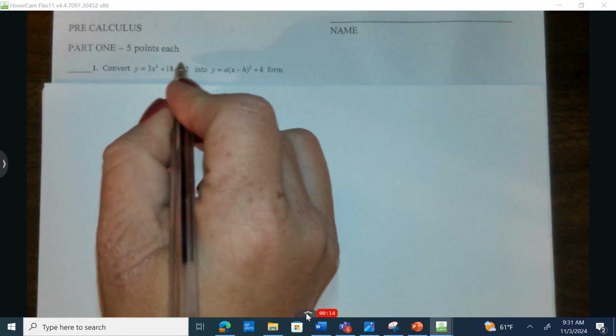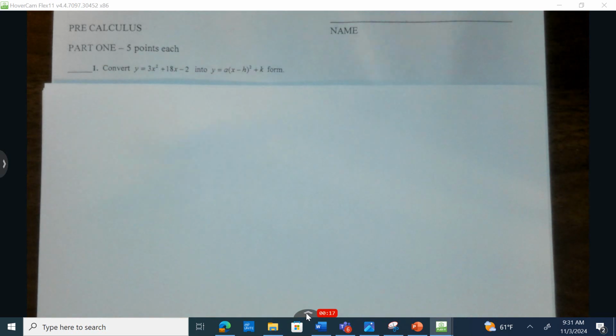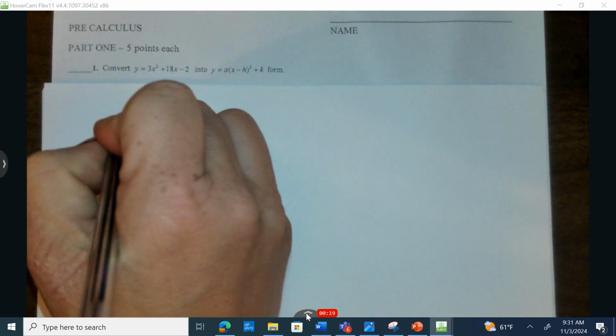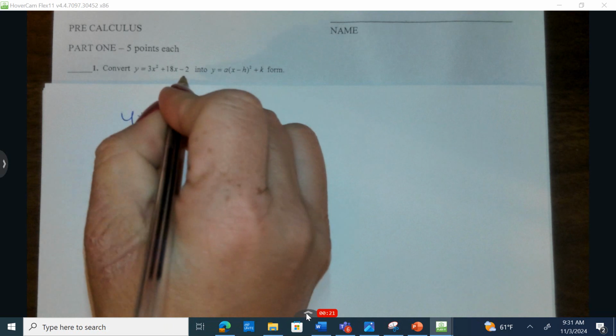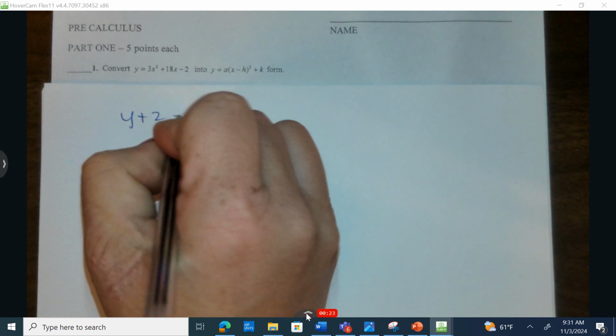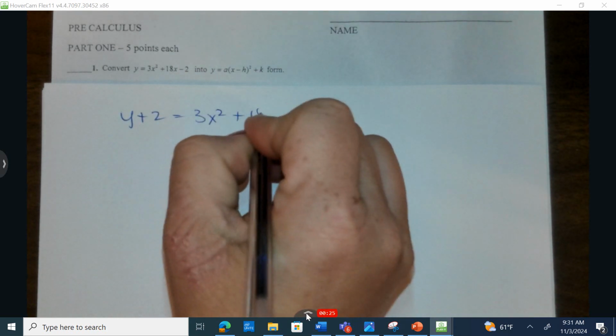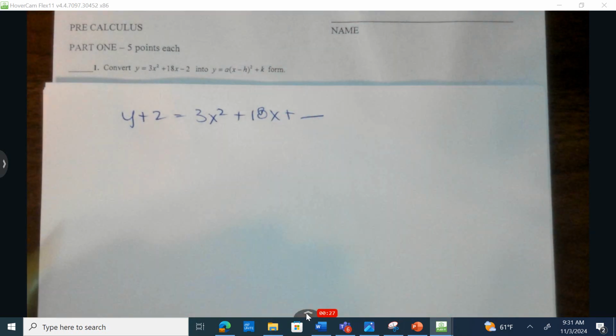The first thing I'm going to do is take the value that has no x and move it to the opposite side, in this case by adding. Opposite of subtracting 2 is adding 2. And then I'm going to leave a blank spot there.